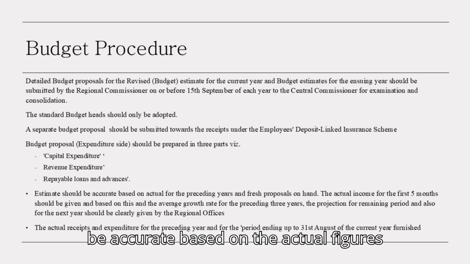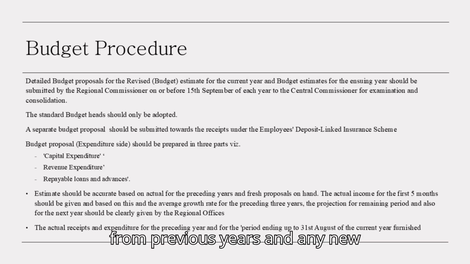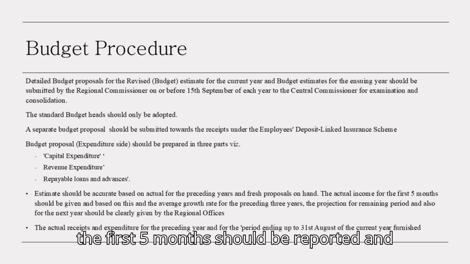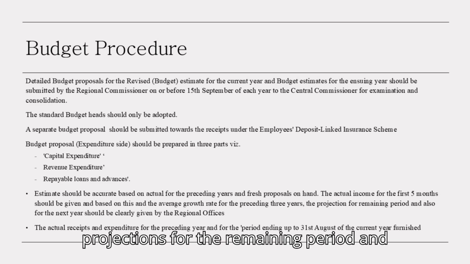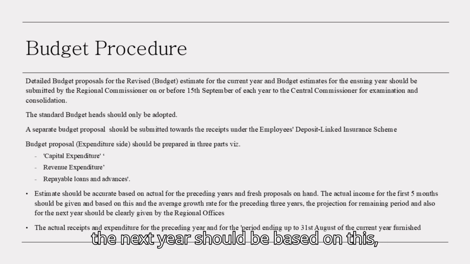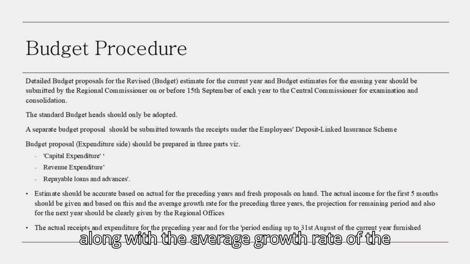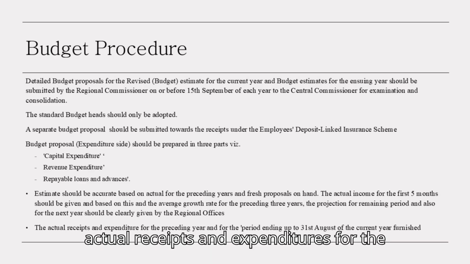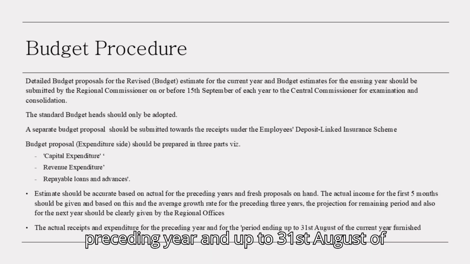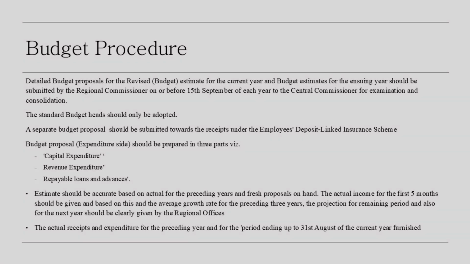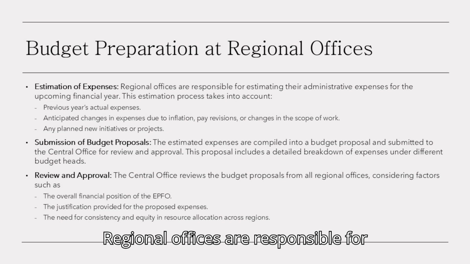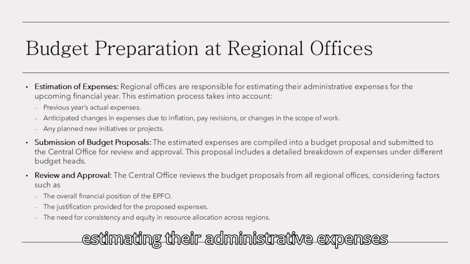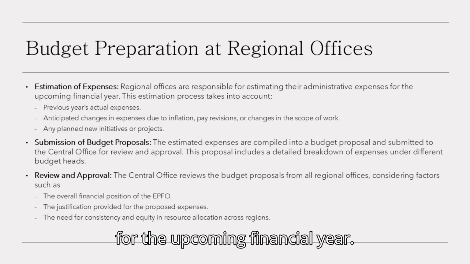Estimates must be accurate, based on the actual figures from previous years and any new proposals. The actual income for the first 5 months should be reported, and projections for the remaining period and the next year should be based on this, along with the average growth rate of the last 3 years. Additionally, actual receipts and expenditures for the preceding year and up to 31st August of the current year must be provided. Regional offices are responsible for estimating their administrative expenses for the upcoming financial year.